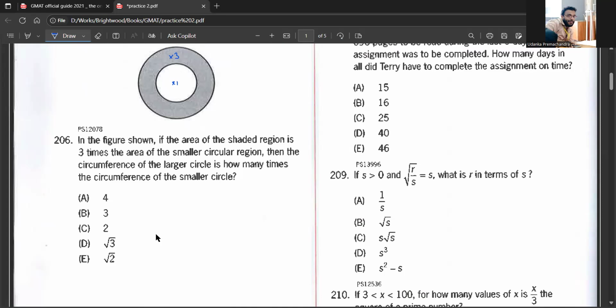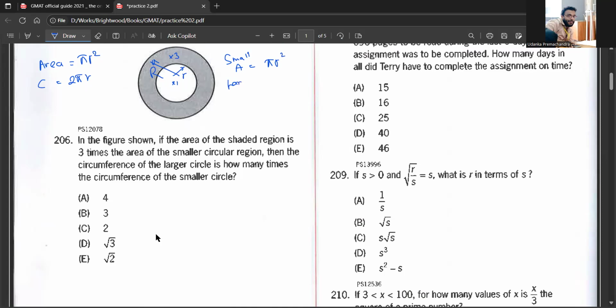First of all, do you know the area of a circle? Area should be πr squared. Circumference equals 2πr. There's a difference. If I consider the smaller radius as small r and the larger one as capital R, what is the area of the smaller one? The small area should be π small r squared.